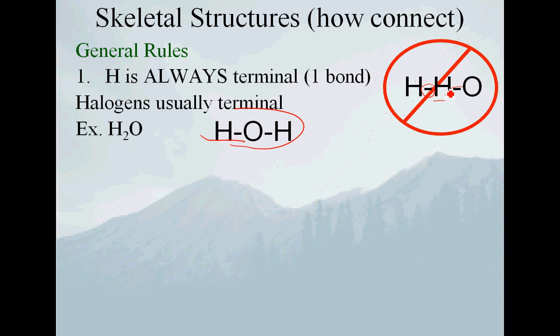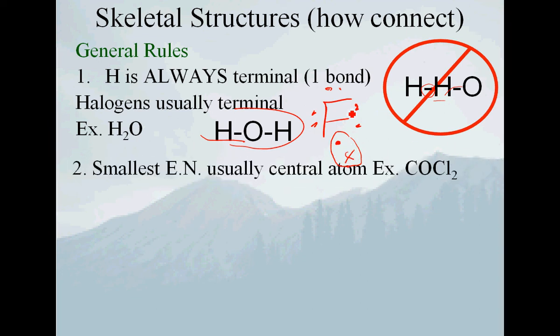Halogens are also usually terminal for the same reason, because when we think about fluorine, it's got 7 valence electrons. And so it really wants to just make one more bond and share that one more electron with some other species to form a single bond. So halogens, fluorine, chlorine, bromine, they're usually terminal.